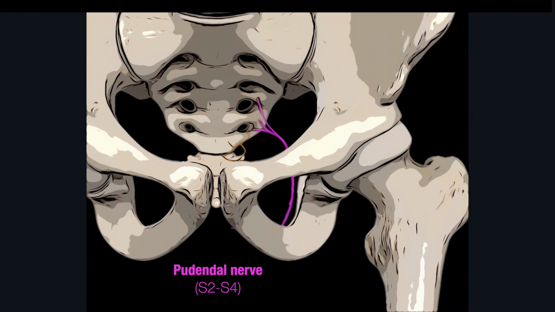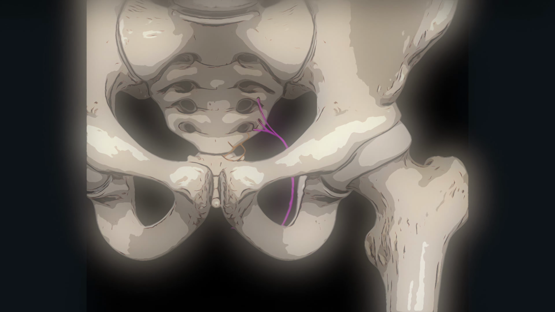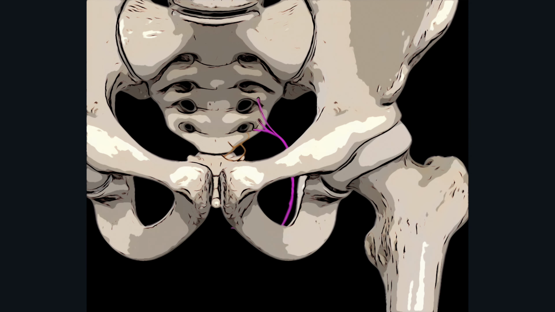The pudendal nerve arises from the ventral rami of spinal nerves S2 to S4. It supplies the pelvic floor, including the superficial and deep transverse perineus, the external anal sphincter, bulbospongiosus, sphincter urethrae, and the urethrovaginalis muscles. This nerve gives off inferior anal, perineal, and dorsal branches.